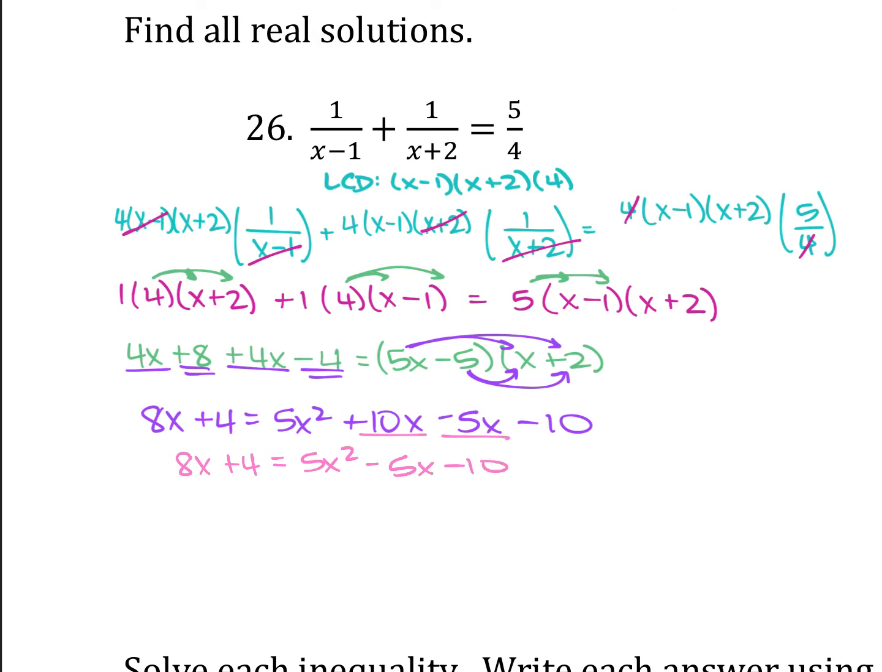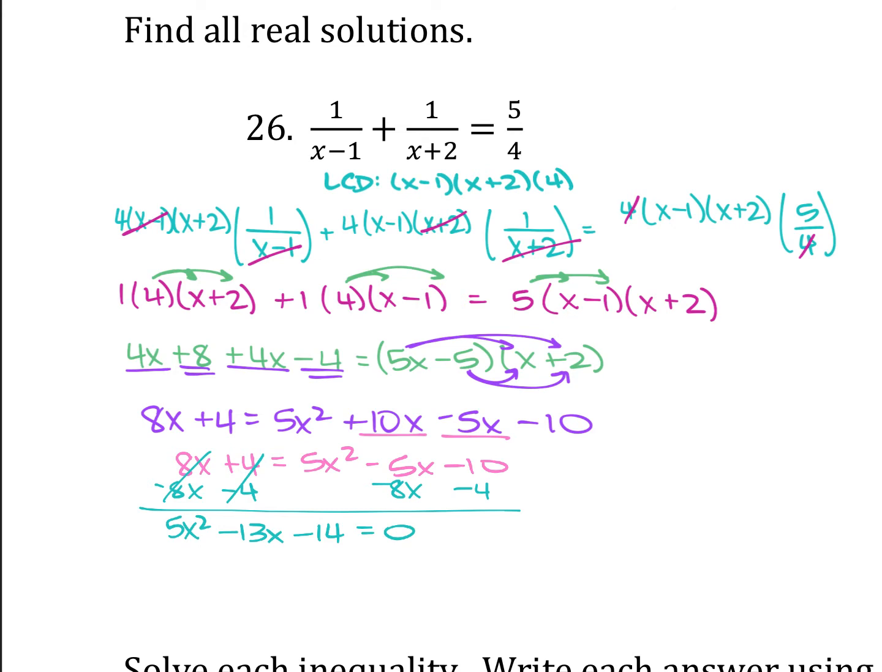I want to move all my terms over to the same side of my equal sign, so that this is equal to 0 now. I have an x squared, so I'm going to bring anything on the opposite side of that equal sign of the x squared over to be with the x squared. So that 8x, we're going to subtract from each side. The 4, we're going to subtract from each side. So this gives us 5x squared minus 13x minus 14 is equal to 0.